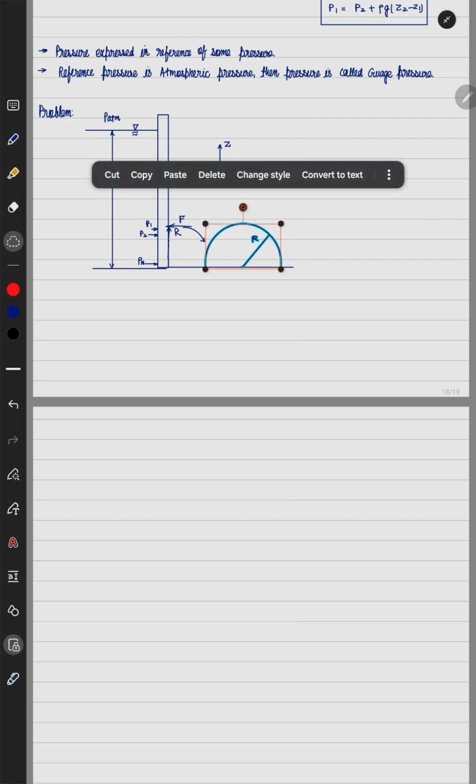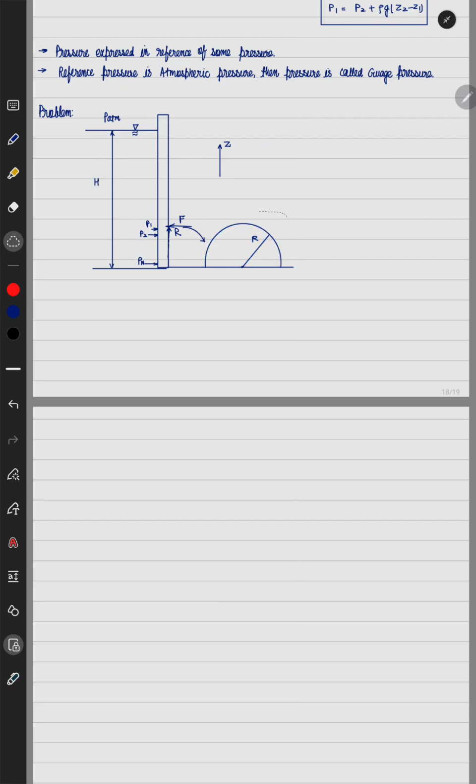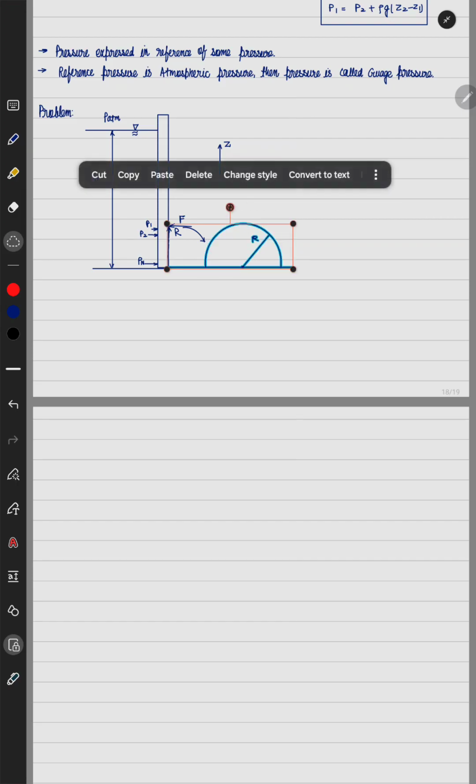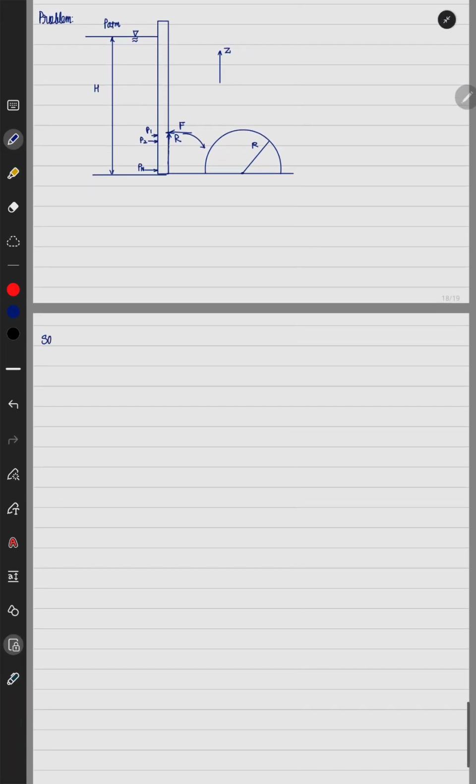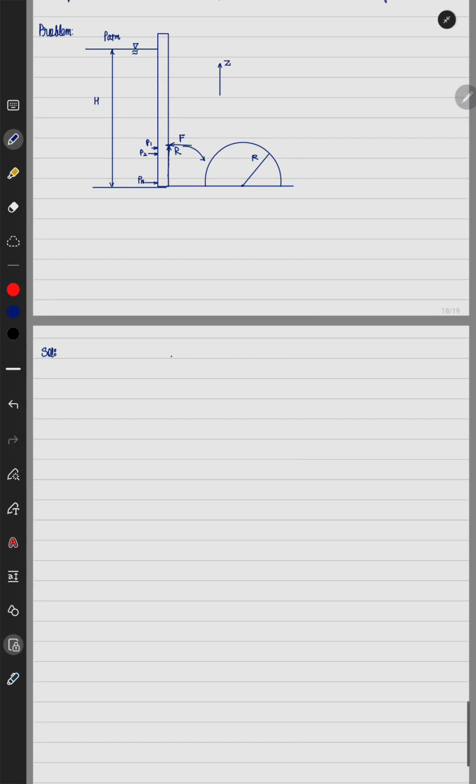Let me copy this, and using this we will do our analysis. Let us move on to the solution. We just need to find the total amount of torque required to keep the gate in position. So let me paste this. This is the semicircle.